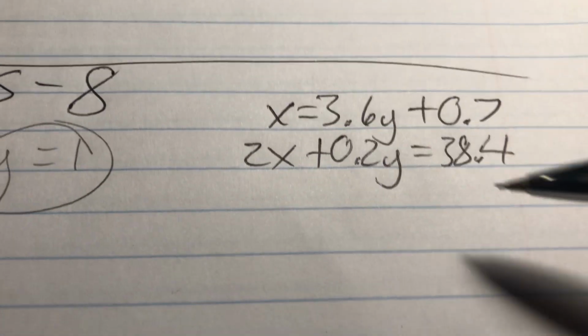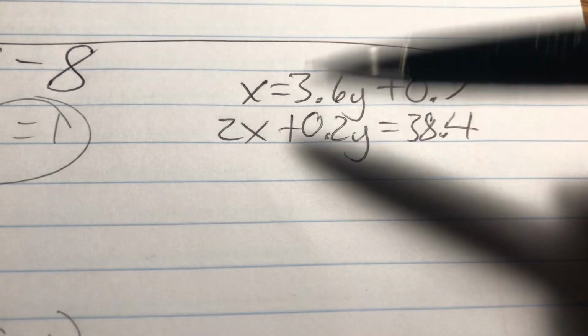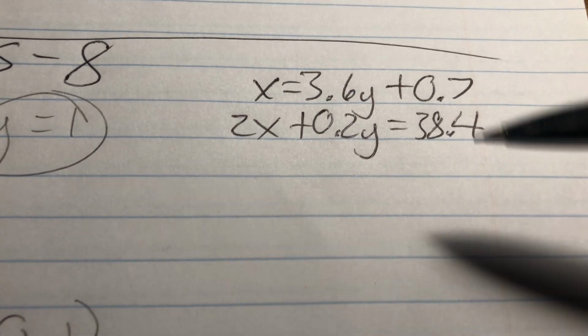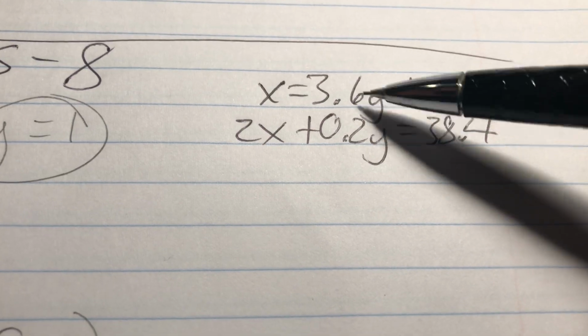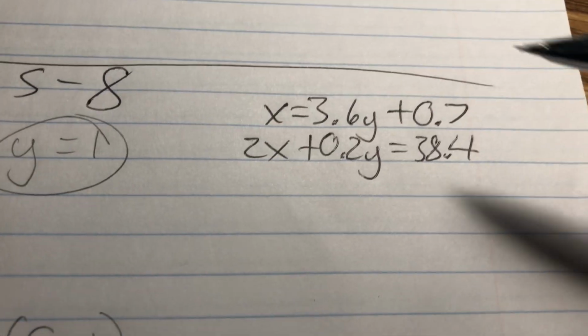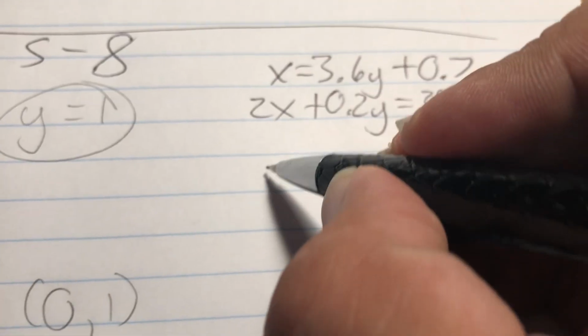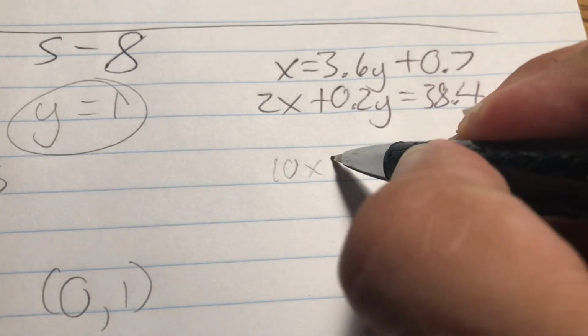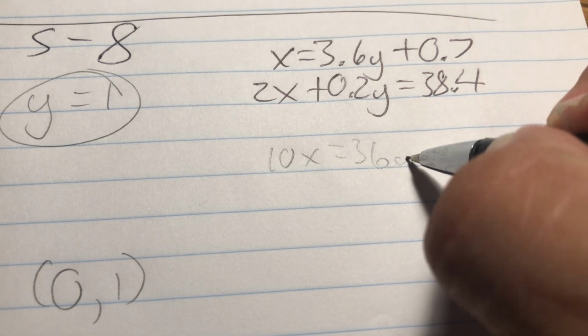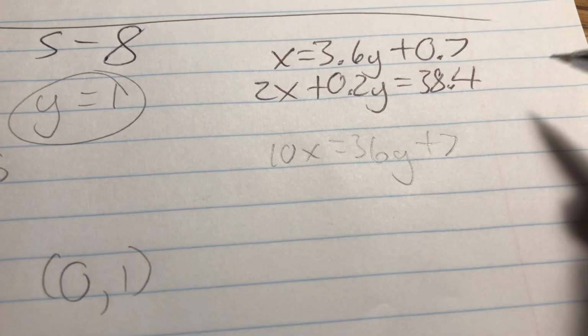So let's deal with the first issue that you're looking at. All these decimal points. Oh my God, Mr. Gasser, these are all super scary. Well, what's the biggest decimal point? One number behind the decimal point? Well, if I multiply top and the bottom by 10, this issue is gone. This is 10x equals 36y plus 7.